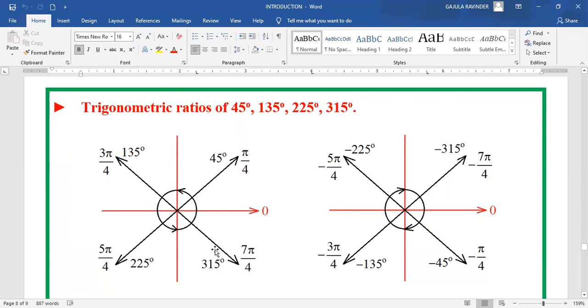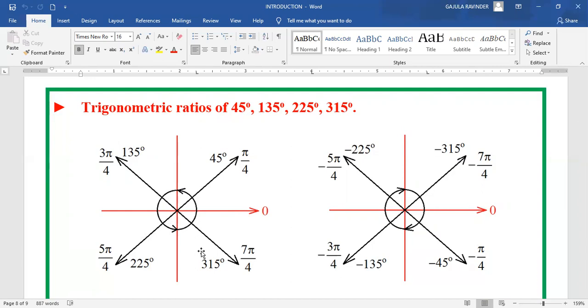For example, I want sine 315 degrees. 315 is the middle of the fourth quadrant, so sine is negative, and the absolute value is 1 by root 2. So sine 315 is minus 1 by root 2. Like that, the sign, plus or minus, will be taken according to the quadrant, and values will be taken like this. For all these angles, sine and cos will be 1 by root 2. Tan and cot will be 1, whereas secant and cosecant will be root 2, my dear friends.